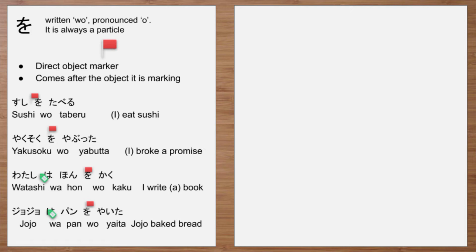Watashi wa hon o kaku. As for me, book I write. Or I write a book. Jojo wa pan o yaita. As for Jojo, he baked bread.